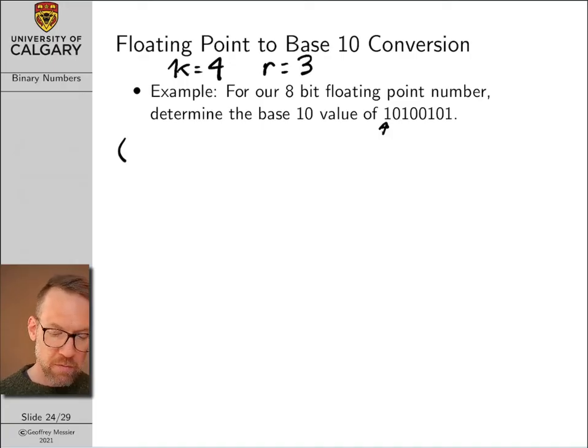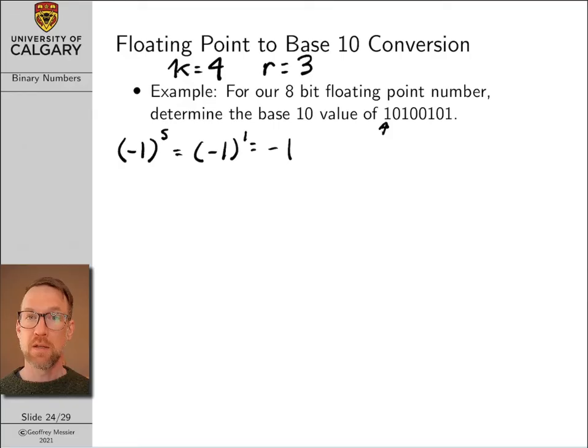The base 10 sign value of our number is equal to -1 to the sign bit. In this case, we have -1 to the 1, or in other words, -1. So we're dealing with a negative base 10 value. The next thing we need to do is figure out the value of our mantissa.